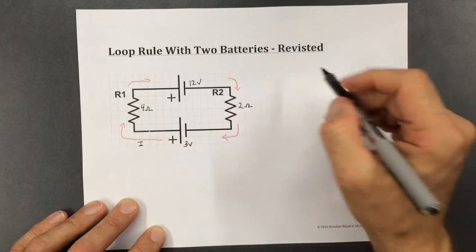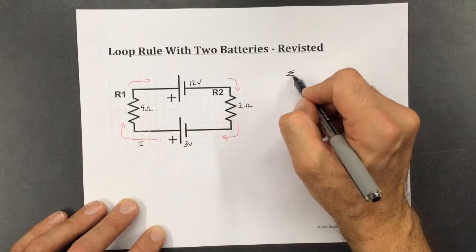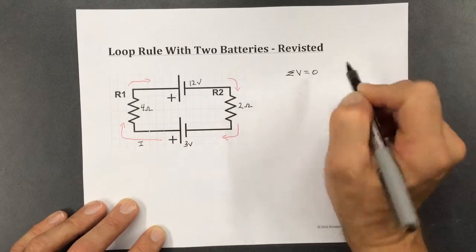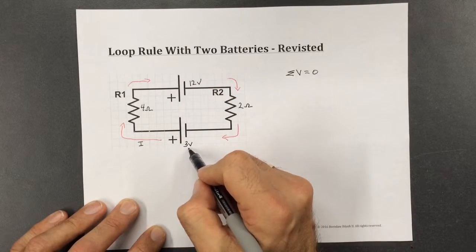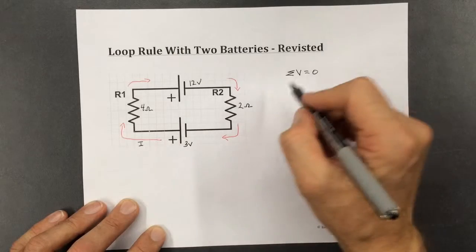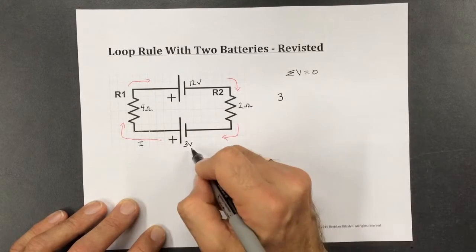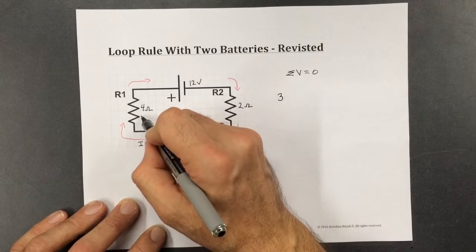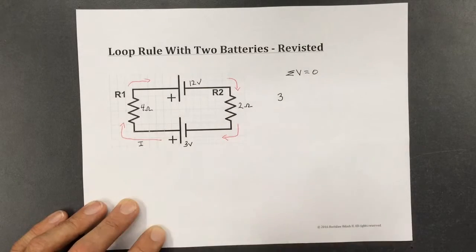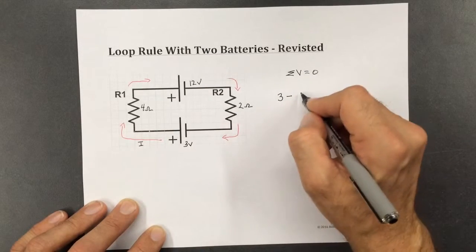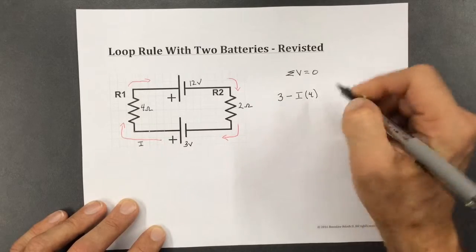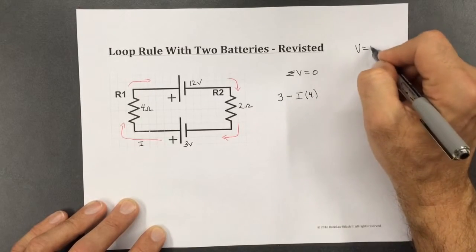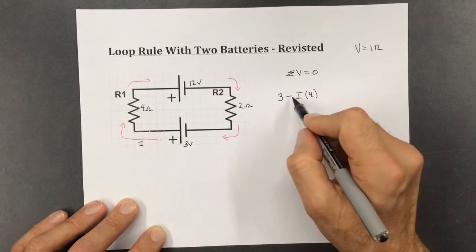So I'm going to apply the loop rule. The loop rule says that the sum of the voltage is equal to 0 in any loop. I'm now going to begin at the 3 volt. So we start off with 3 volt, and then we get a voltage drop right here when we encounter the first component. So that's minus I times 4, IR. Remember, V is equal to IR. That's why I'm doing that.